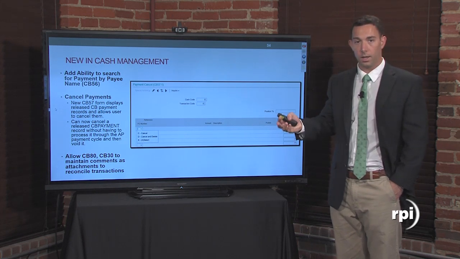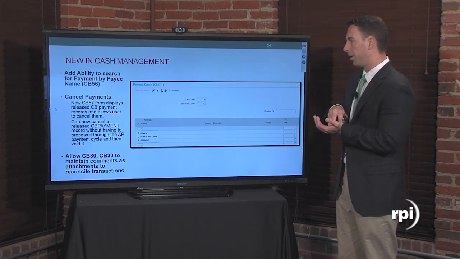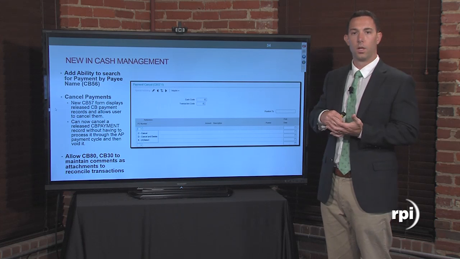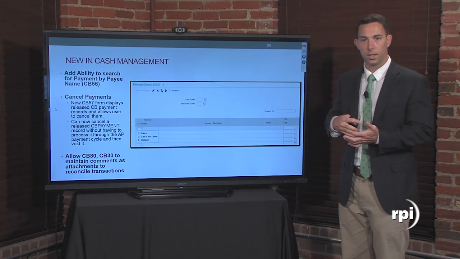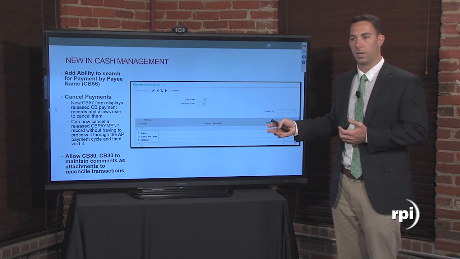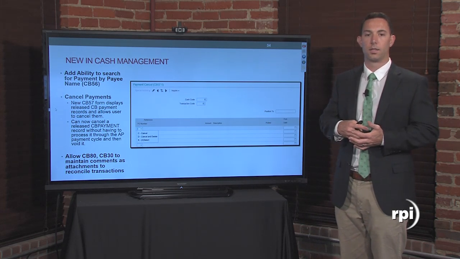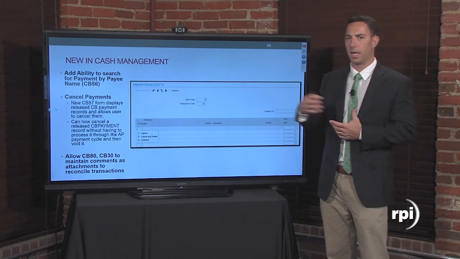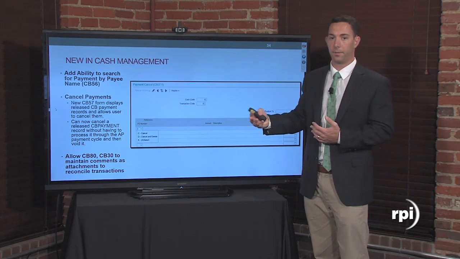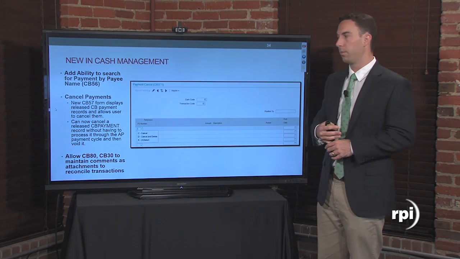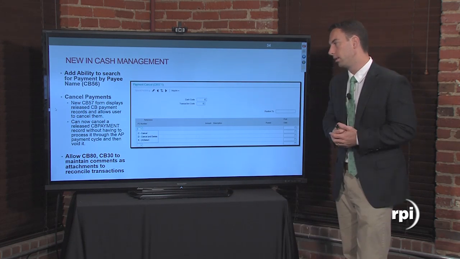CB57 is a brand new form, and it's going to allow you to actually cancel those payments. So if you had a CB55 payment that was initiated within the Cash Ledger subsystem, you can cancel that payment within the CB system instead of, I think back in version 9, you actually had to go interface it into AP and then cancel it in AP. So now that functionality has been brought into the CB module.